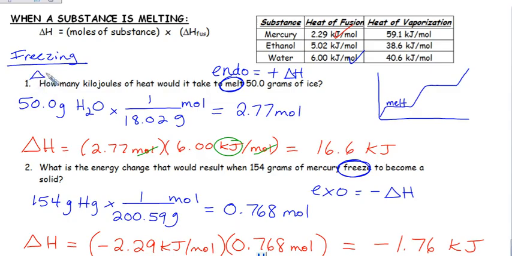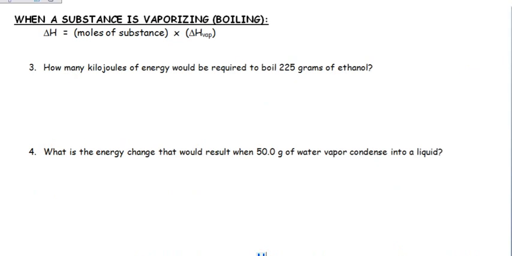you would just say delta H equals moles times opposite of the heat of fusion. Melting and freezing, same change, just energy going in the opposite direction. You can do the same thing with vaporization.